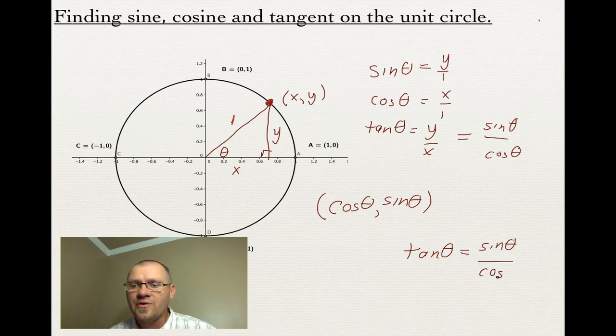And this is all very important information when we're talking about the unit circle. So again, the main point, any point on the unit circle has coordinates x and y, but actually they're the same coordinates as cosine theta and sine theta.